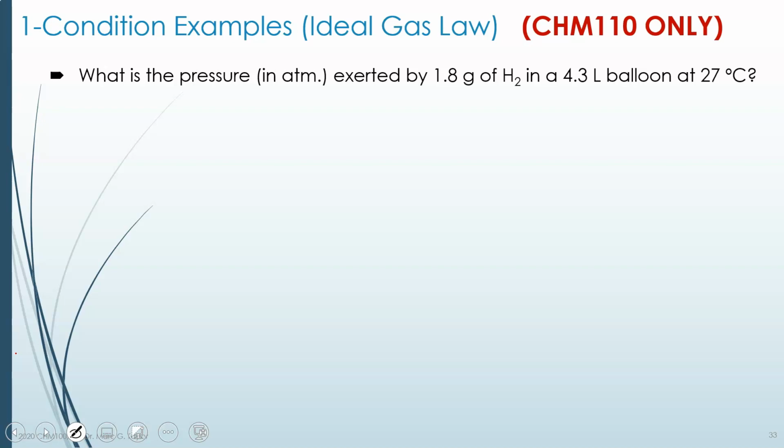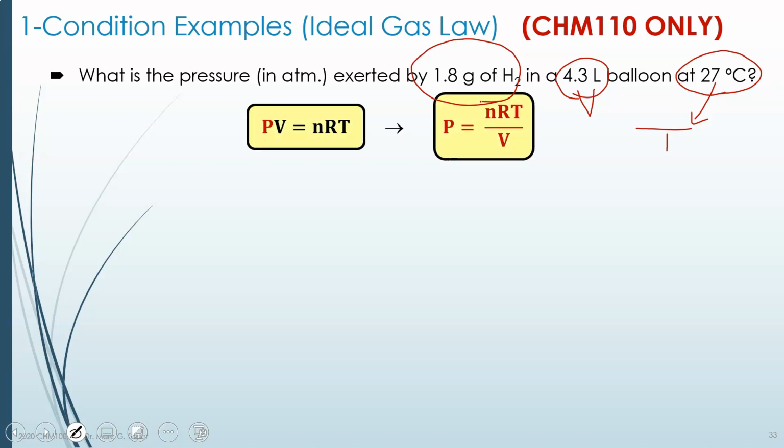But you'll notice we're given a volume. That's good. And we're given a temperature in degrees centigrade, which we have to convert to Kelvin, but we have a temperature at least. And you'll notice this is not a number of moles or particles of hydrogen gas. It's a number of grams, so we're going to need to convert that. So the first thing we're going to need to do after we realize what formula to use, which is the PV equals nRT, the one state, one condition ideal gas law, we solve for P.